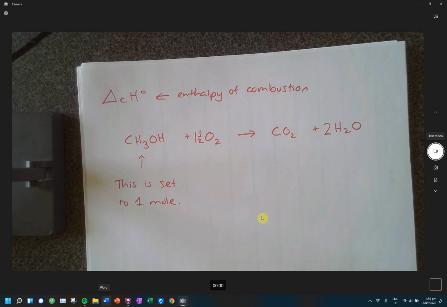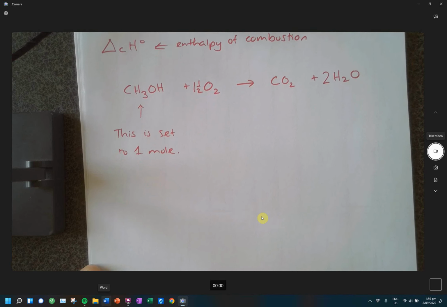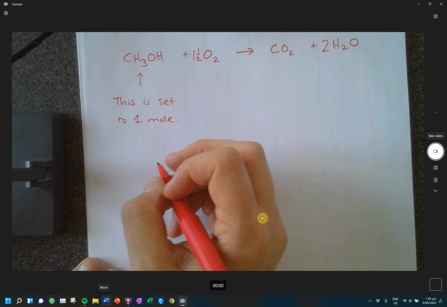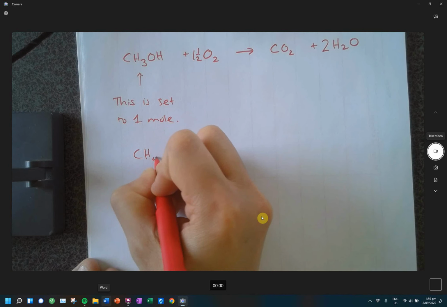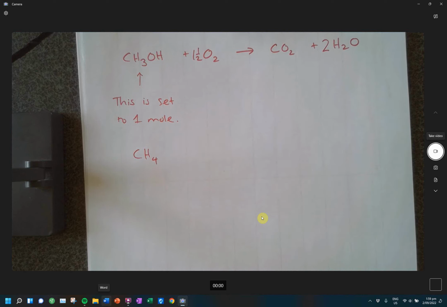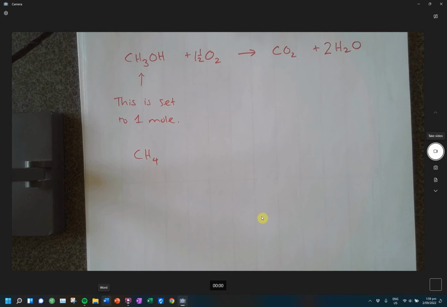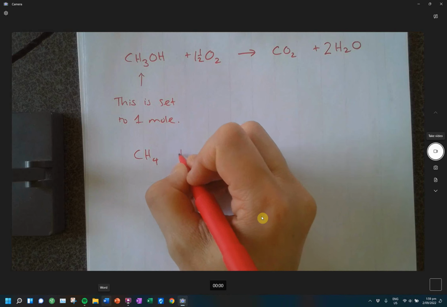Do you guys need an example that you want to try? Okay. How about you guys try burning methane. So will it always be plus O2? Yep, because combustion.